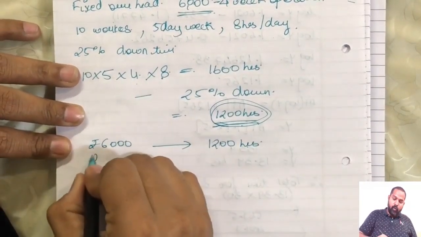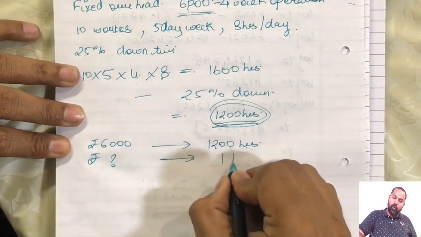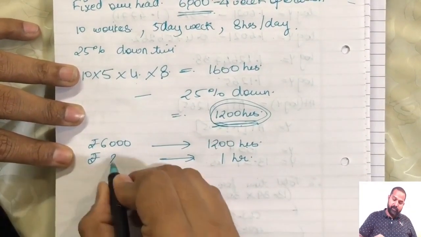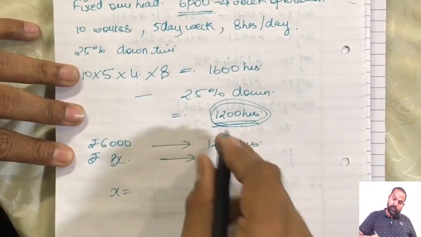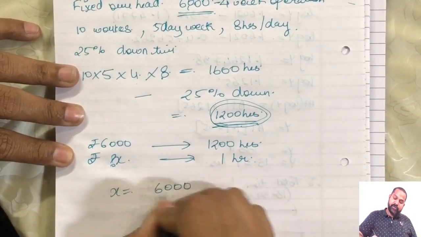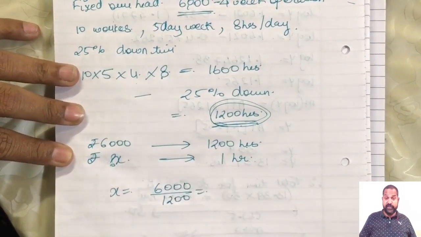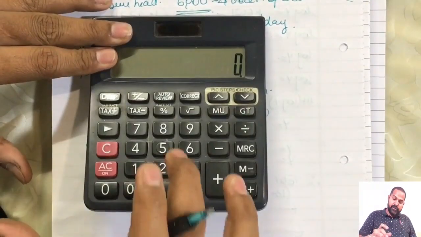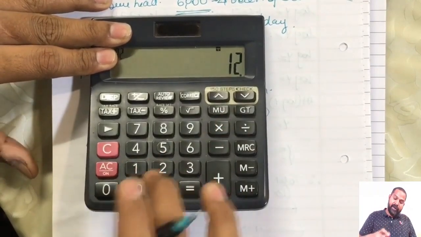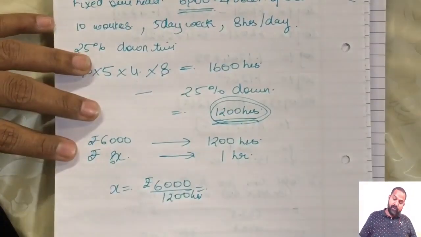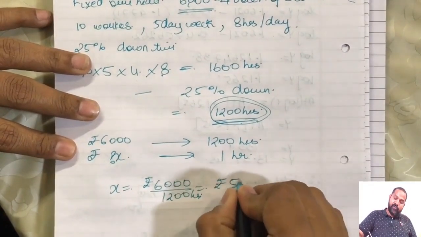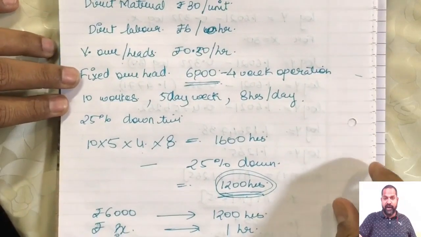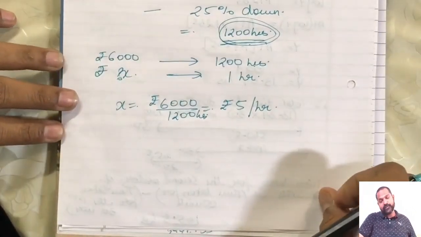Correct? Then what am I charging you for 1 hour? Cross multiply. What do you get? Let's say x. X is equal to 6,000 divided by 1200, which is 5 rupees. So it's basically costing me 5 rupees per hour. So the fixed overhead is coming out to be 5 rupees per hour.